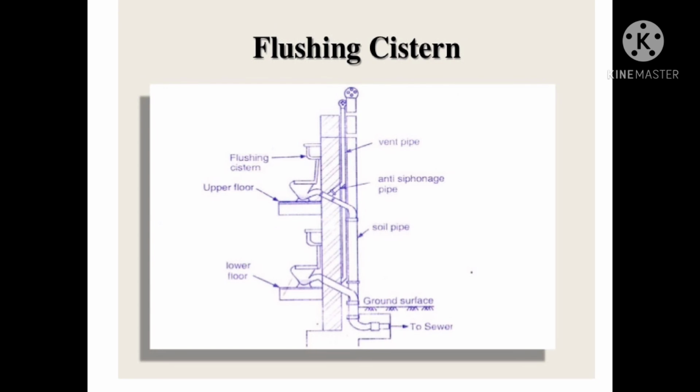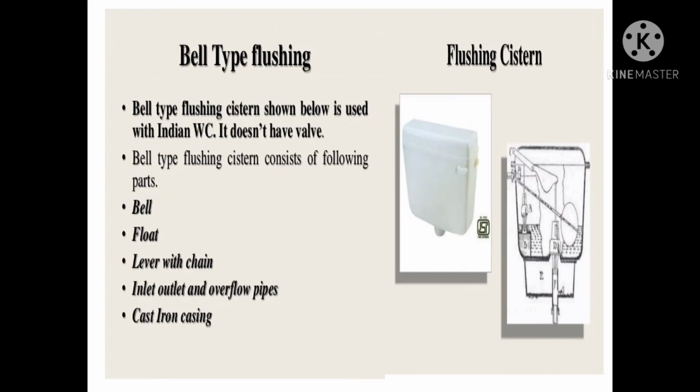The bell type flushing system shown below is used with the Indian water closet. It does not have a wall. The bell type flushing system consists of the following parts: bell, float, lever with chain, inlet, outlet and overflow pipes, and cast iron casing. In the bell type flushing system, the function of the cistern is based on the principle of siphonic action.